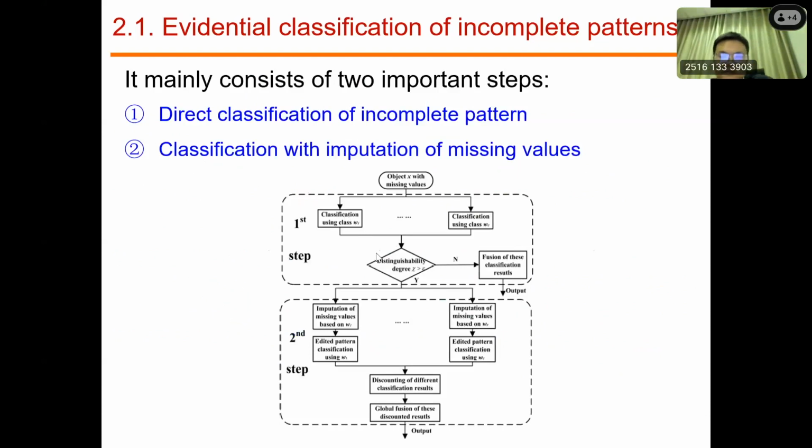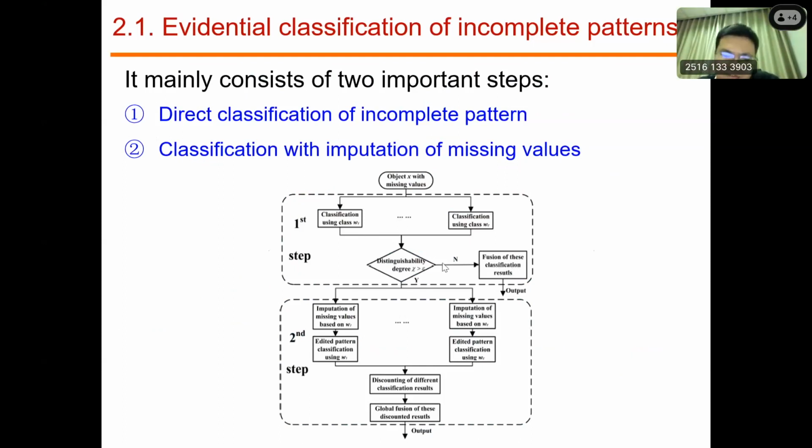Okay, this is the flowchart of the method. First, the direct classification of the incoming pattern. We just design a very simple classification method to classify the patterns with the known attributes. We just ignore the missing value and use the known attributes to do the classification. If we can get a very specific classification result, it means the distinguishability degree is high. We will consider that this can be clearly classified, and we will not do the imputation of the missing value. In such case, we will directly get the output by simple fusion.